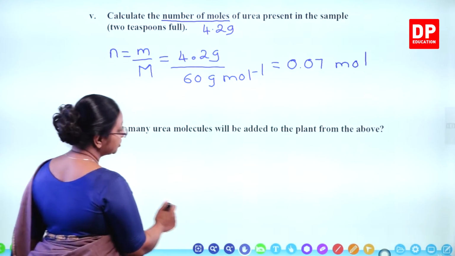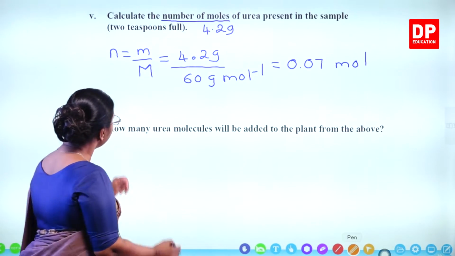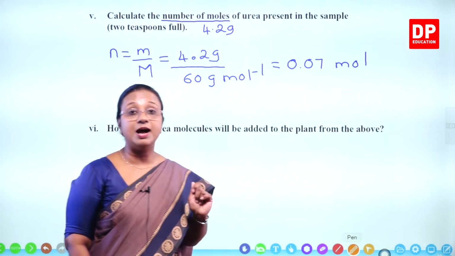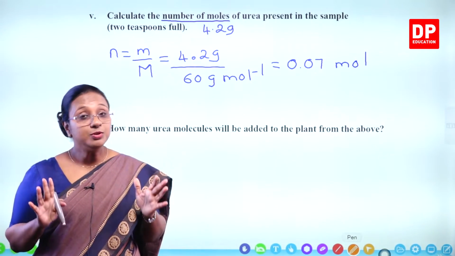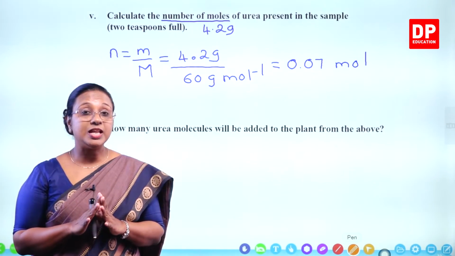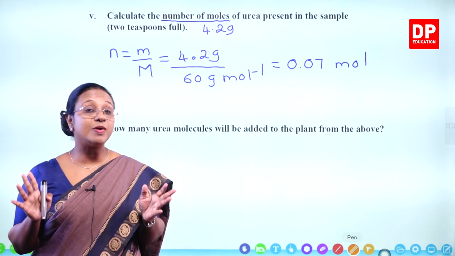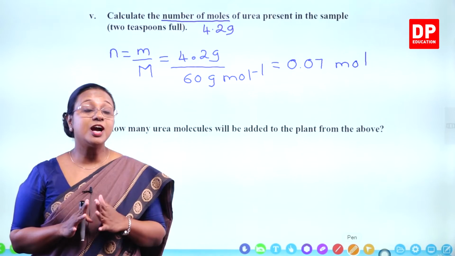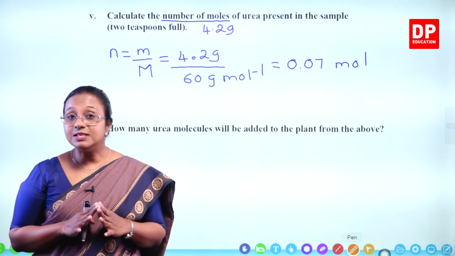Then what is the next one? How many urea molecules will be added to the plant from above? Now you know when you are supposed to relate it to the number of molecules, what do you need to use? You need to use the Avogadro constant. What is the value?